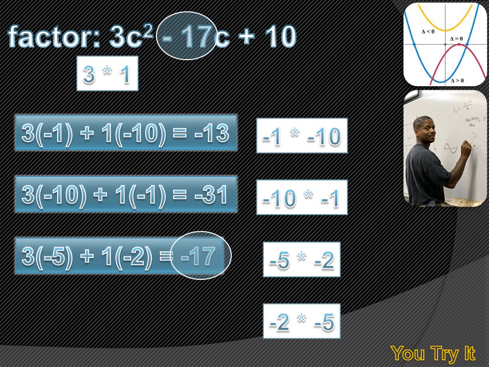And you'll remember I'm multiplying the 3 times the minus 5. So the 3 and the minus 5 have to be in separate factors. They can't be in the same factor. My 3 has to be in a separate factor from my minus 5 because I want to multiply them together. So my factors are 3c minus 2 times c minus 5.